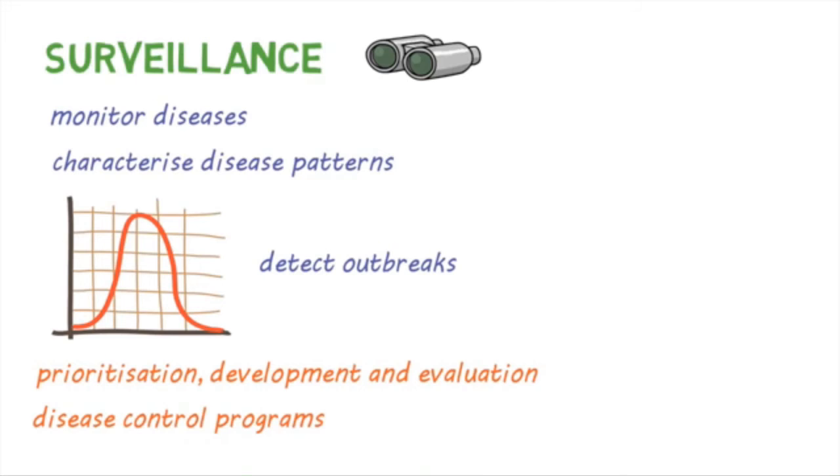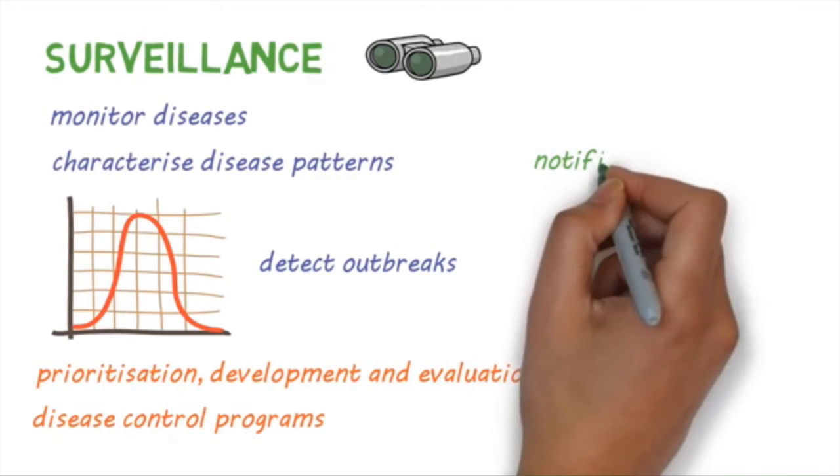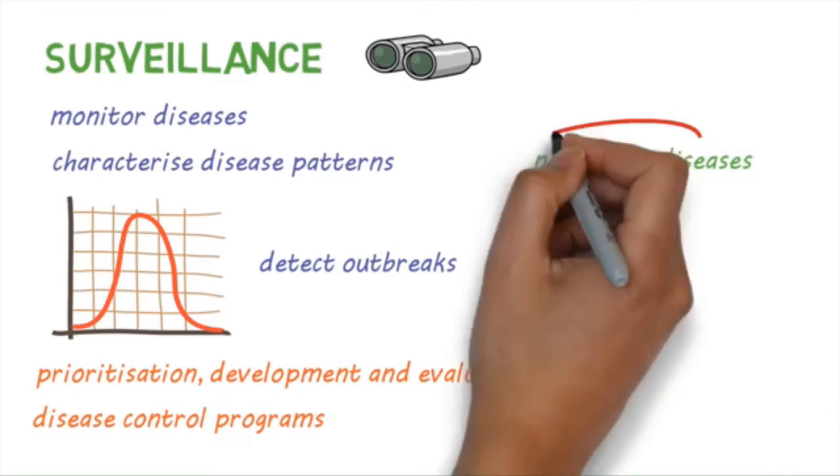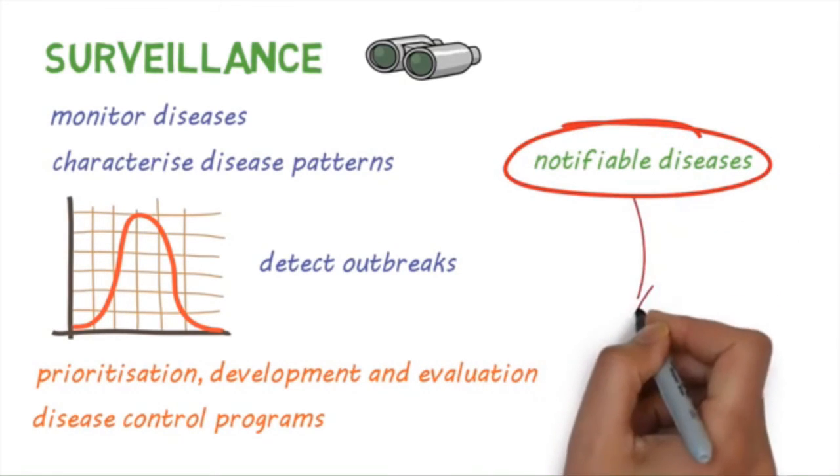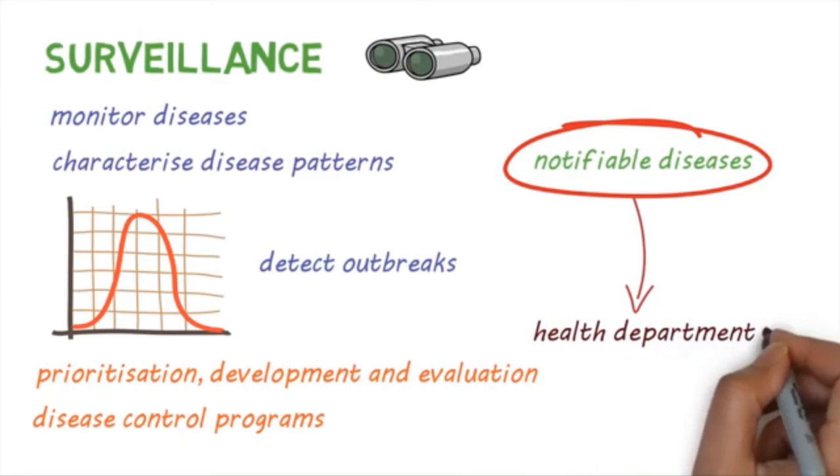In most countries, there are a number of diseases or conditions that are required to be notified by law. These are called notifiable diseases. Laboratories and doctors routinely send information to health departments who monitor them and act accordingly.